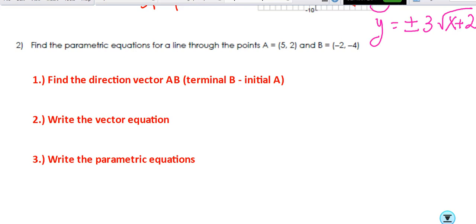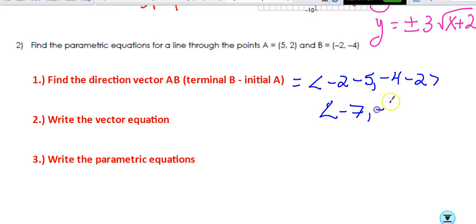So first we have to find the direction vector AB. That's the component form of starting at A and ending at B. So to do that, whoa, what's happening here? We need to find the terminal point minus the initial point. So for the x's, I'm going to go -2 minus 5. And for the y's, -4 minus 2. And then -2 minus 5 is -7. -4 minus 2 is -6. That's your component form. Since we start at A, that's our initial vector A.